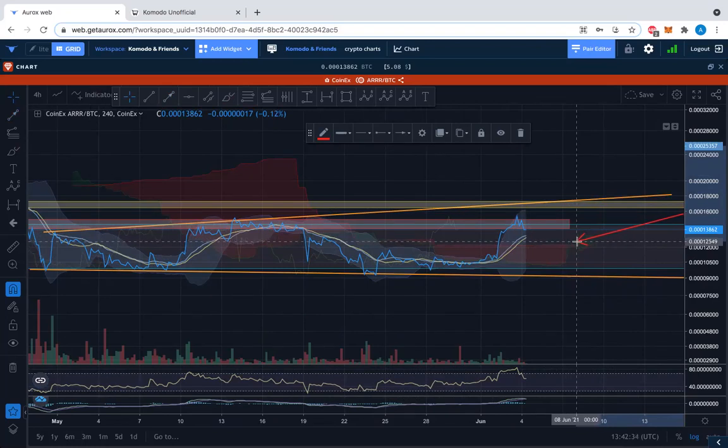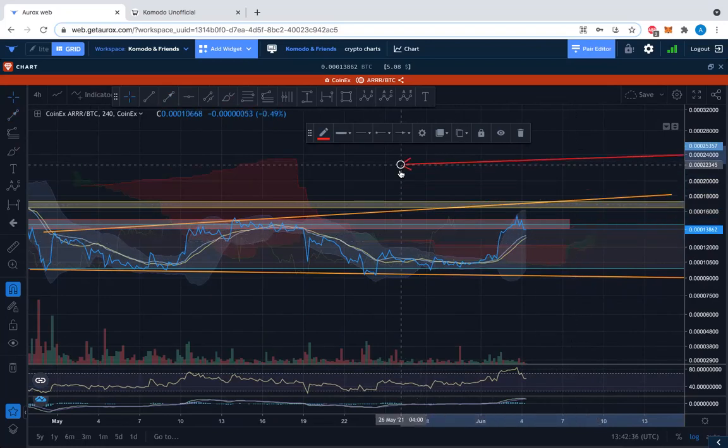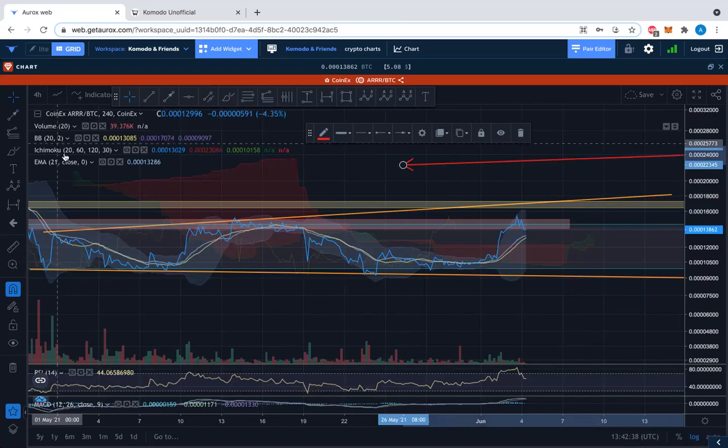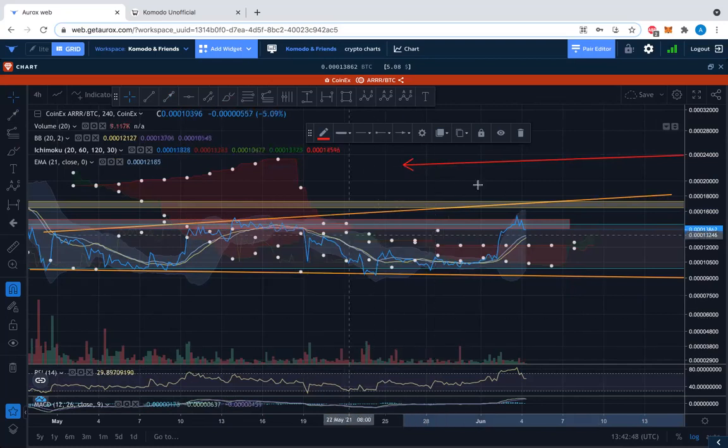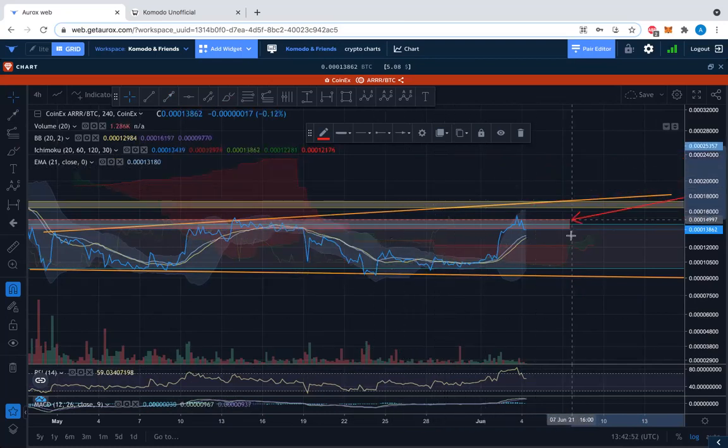On your 4-hour charts, set up your Ichimoku clouds. Generally, if you're a friend of Ichimoku and you like to use it, I'm using the 20, 60, 120, and 30. If you want to look at that, you can check previous earlier videos. But anyway, there you see it there. Yeah, so that's where we are.